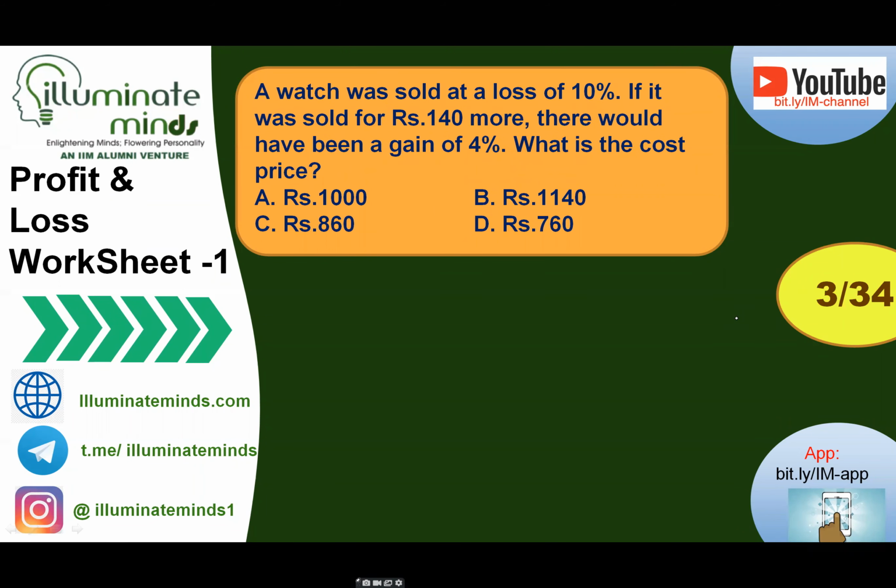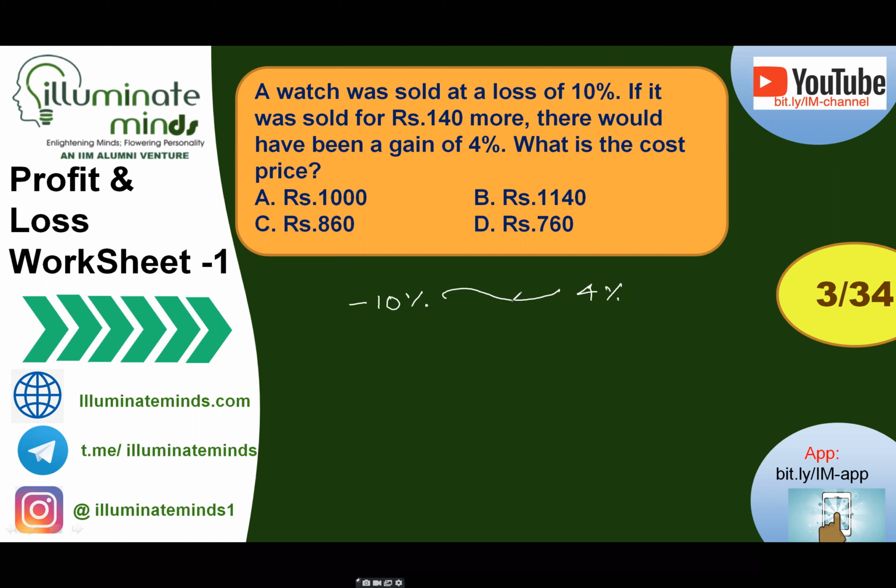Question number 3. A watch was sold at a loss of 10%. If it was sold for 140 more, there would have been a gain of 4%. So if you see, from a 10% loss you are talking about a 4% profit. The difference between these two is equal to 14%. 14% of what? 14% of cost price. Correct. So 14% of cost price is equal to 140 rupees.